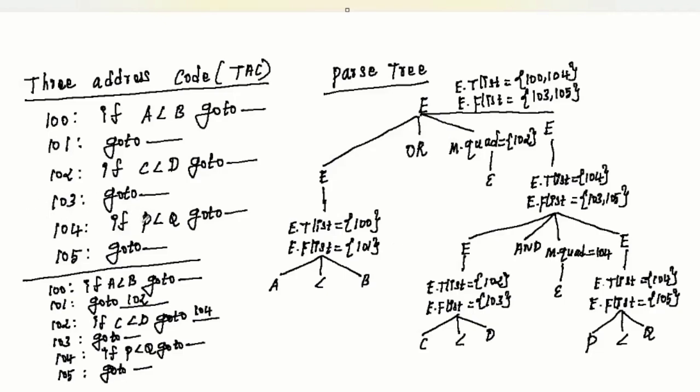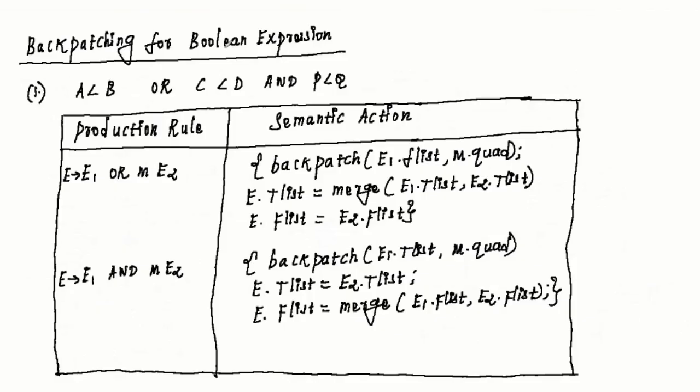Next condition, if P less than Q, when the condition is true, the statement is executed. So consider the line number 104. Here you write E dot true list equal to 104. When the condition is false, write the number 105 here. The given expression AND has the highest priority, so we evaluate C less than D and P less than Q.